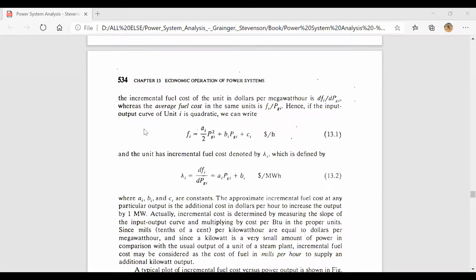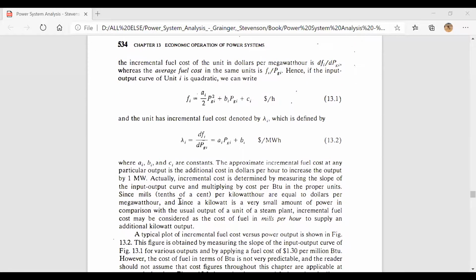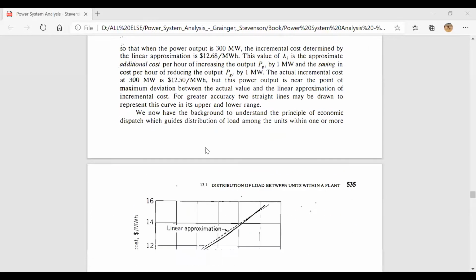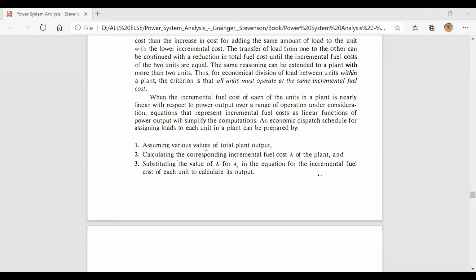So there we say, since the input-output curve of unit i is quadratic, we can say Fi is ai over 2 PGi squared plus bi PGi plus ci. Now, the incremental fuel cost denoted by lambda is defined as dFi over dPGi, which is ai PGi plus bi, where a, b, and c are constants. Okay, so here we can see they give us some values there. And let's look at an example.